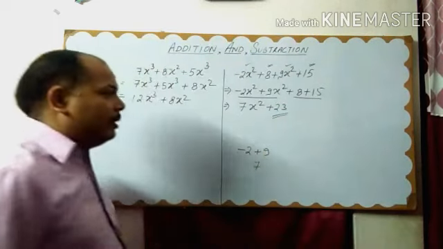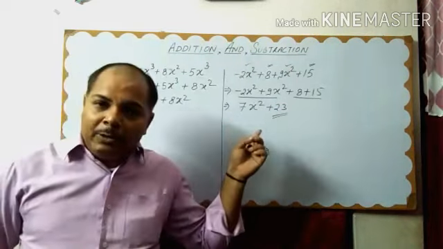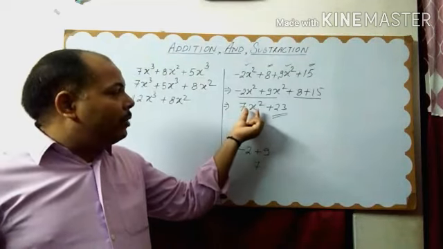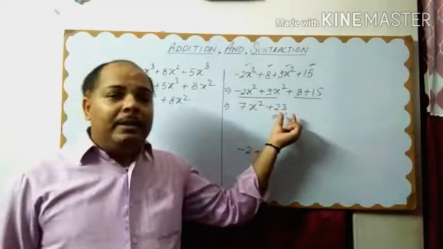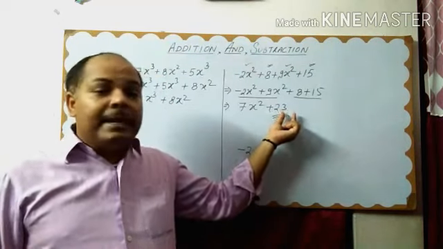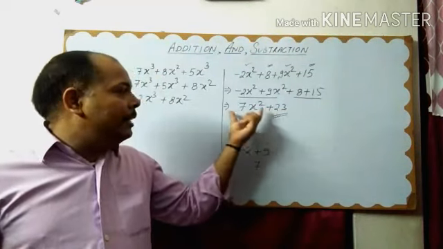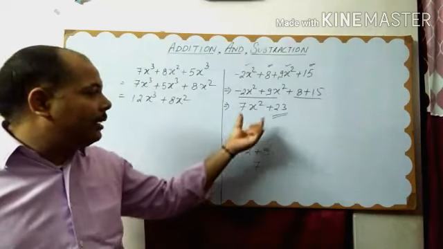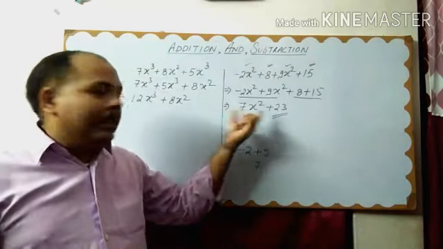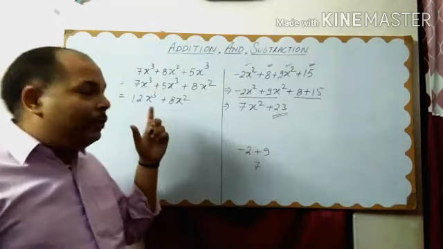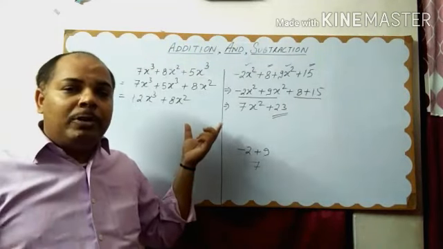It is the answer. ये दोनों टर्म ऐड नहीं हो सकते because here the literal factor is x square and here the literal factor is x to the power 0. It means they are not like terms. Simply we can say that these two are not like terms. That's why it is not possible to add them. I hope you understand how you add the polynomials.